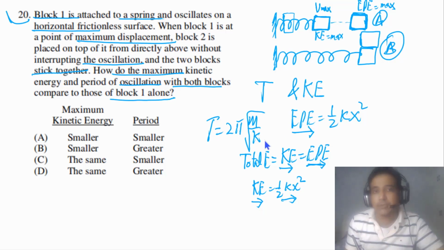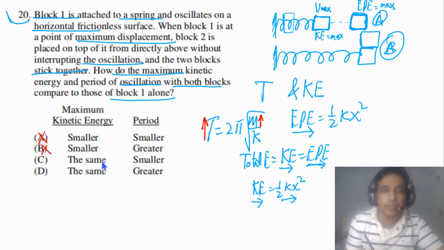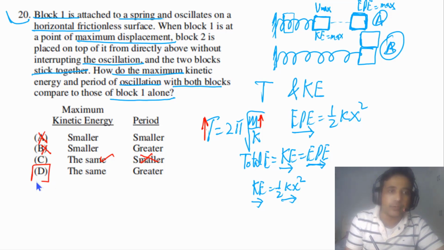So kinetic energy will remain constant, but the time period will get longer, because when m increases, the time period increases. So KE has to be the same. A is not possible, B is not possible, C has the same KE, yes it is possible, but this one is wrong. The time period has to get longer, greater. So the answer for this question is D.